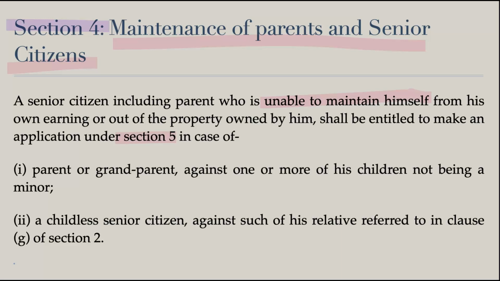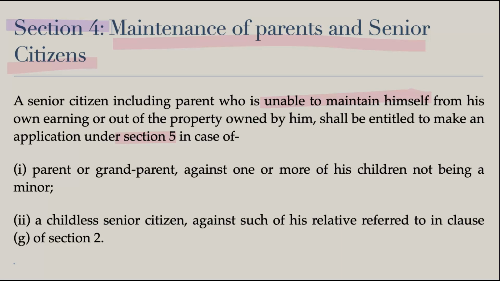So understanding the first aspect. The first aspect here basically explains that a senior citizen including a parent who is unable to maintain himself, that is, unable to maintain himself from two sources, either from his own income or out of a property owned by him, can make an application under Section 5.